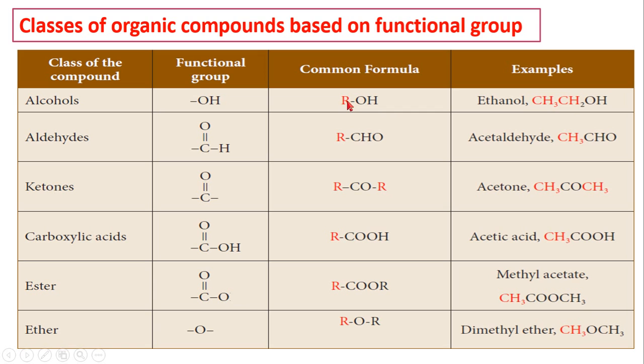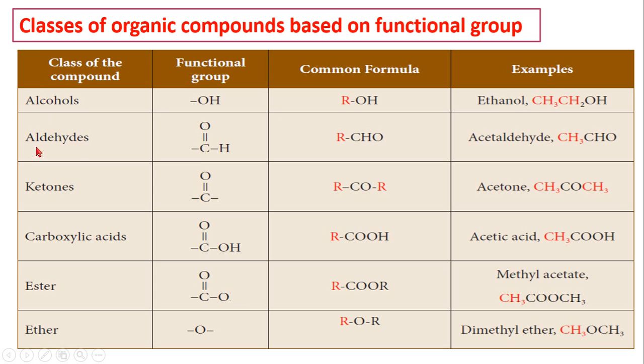What do you mean by alkyl? Means methyl or ethyl or butyl or propyl. So, R refers to the alkyl group. So, the general formula of alcohol is ROH. Example, ethyl alcohol or ethanol, CH3CH2OH or C2H5OH. The common name is ethyl alcohol. The IUPAC name is ethanol.